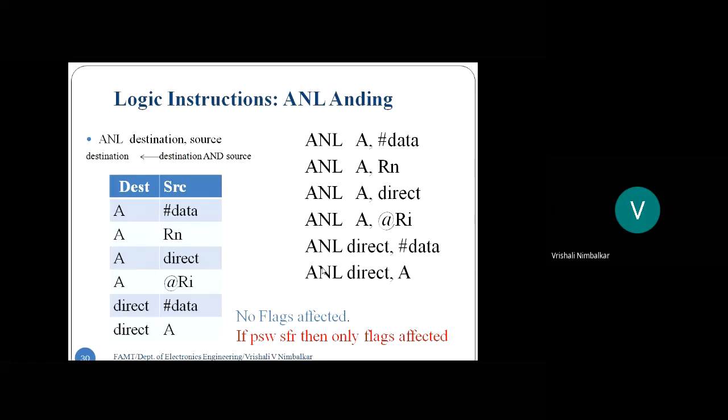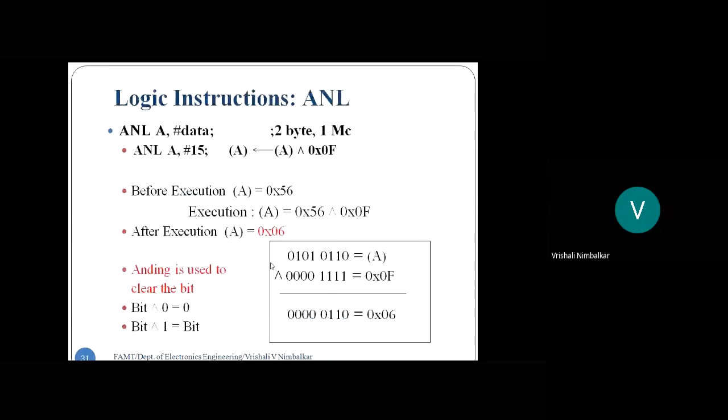So see, in the last 2 instructions, ANL direct comma hash data and ANL direct comma accumulator, this direct can be the address of an SFR also. And if this SFR is the flag register PSW, then and only then the flags will be affected. So ANDing is one of the ways we can change the flags manually. Otherwise, if the accumulator is the destination, the flags will not be affected. If a memory address is the destination, flags will not be affected. Right? Keep in mind. So now we'll see 2 or 3 examples.